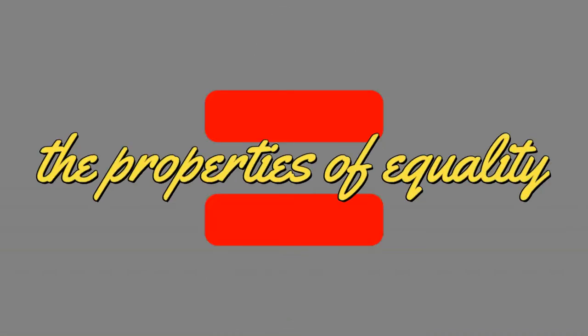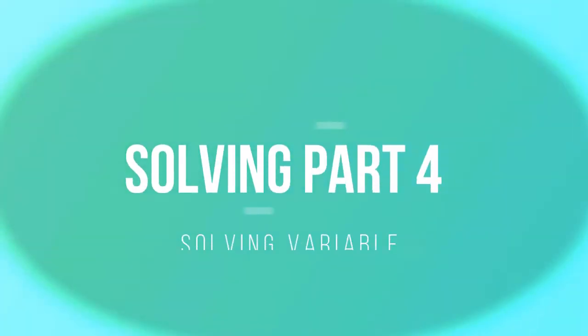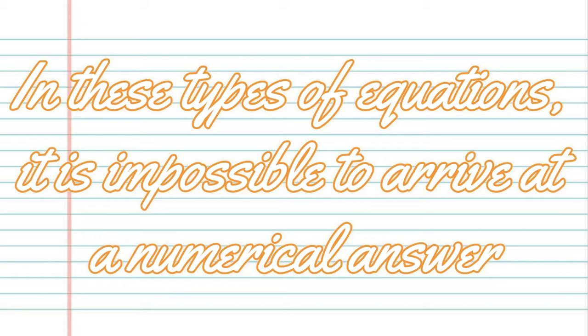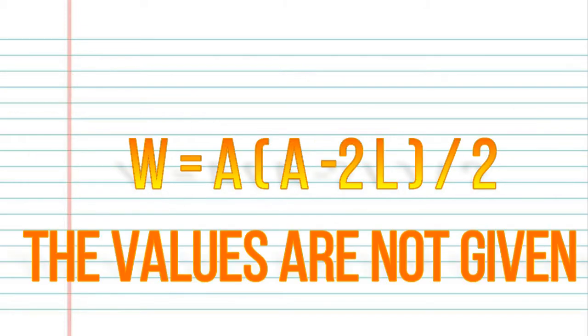To isolate W, we need to follow the properties of equality. In solving, we would get W is equal to A minus 2L all over 2. In these types of equations, it is impossible to arrive at a numerical answer since the values are not given.